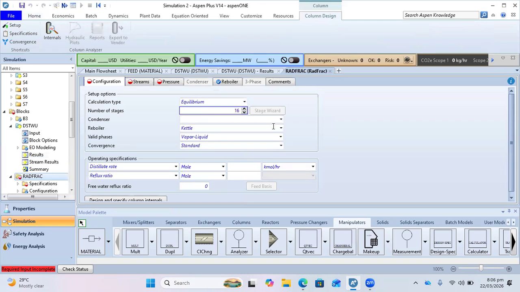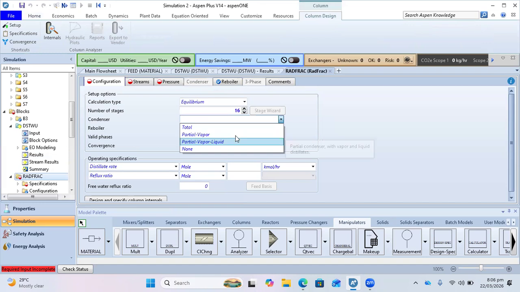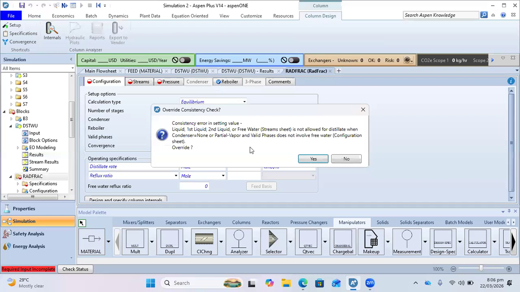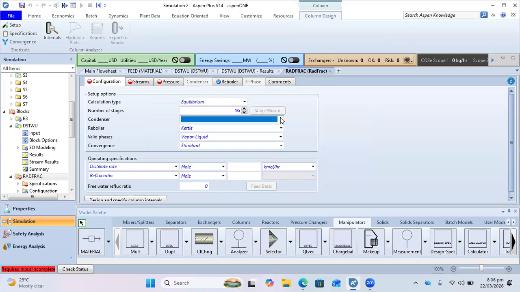Now you notice that under condenser, if you check the options that are there, we have total, partial vapor, liquid, none. And remember, we placed it at the part that was supposed to be a liquid distillate. So if I choose partial vapor, Aspen will give me a warning, right? That's why I mentioned that it's important that you place your stream at the correct place. So if I'm dealing with a liquid distillate, then I'm supposed to select total condenser. It's supposed to condense my distillate to a liquid. So then we have that now. It's going to be a total condenser.